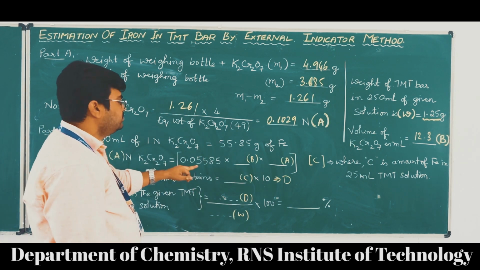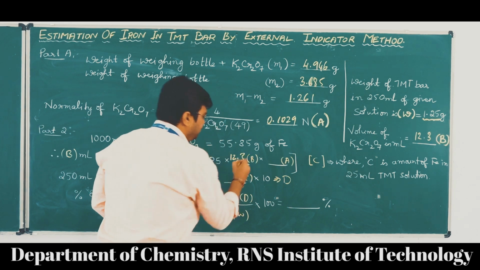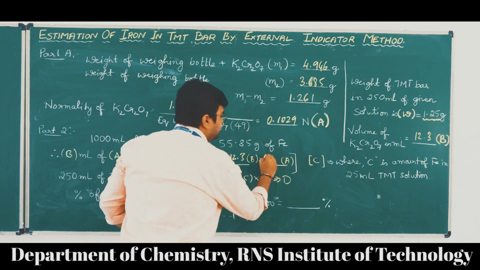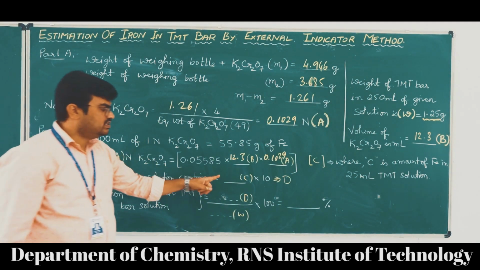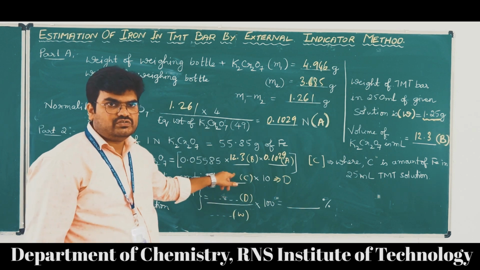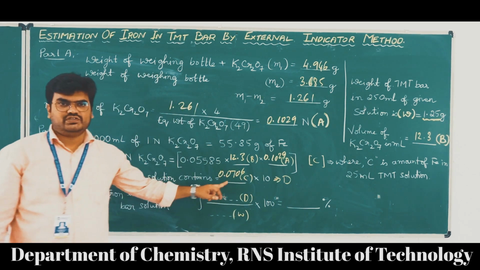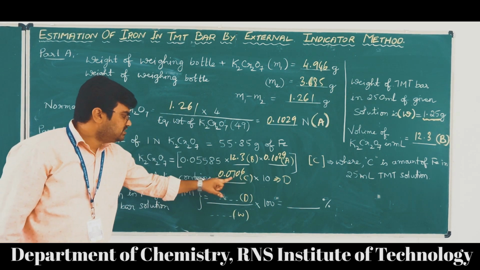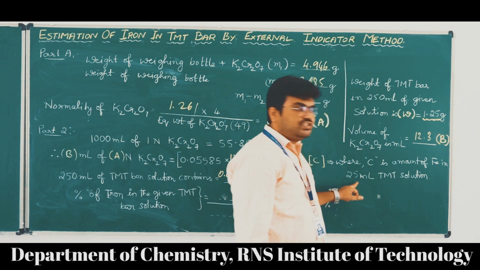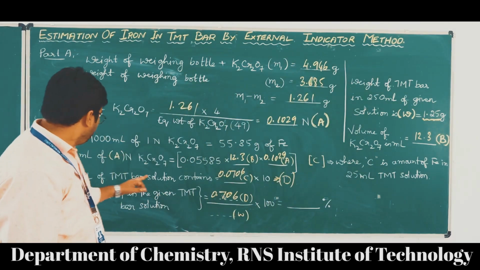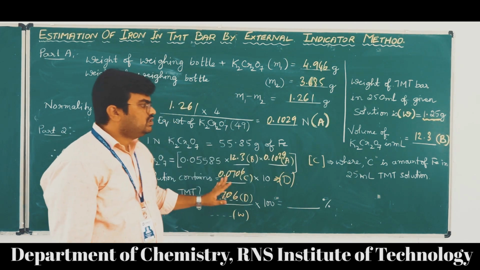So that's why you have to substitute the values here. So the B value for our experiment is 12.3 and A is 0.1029. So if you simplify this, we are going to get the value around 0.0706. Okay, we will get this. So this is the C value. It is for 25 ml of TMT bar solution, where C is the amount of iron present in 25 ml of the TMT solution.